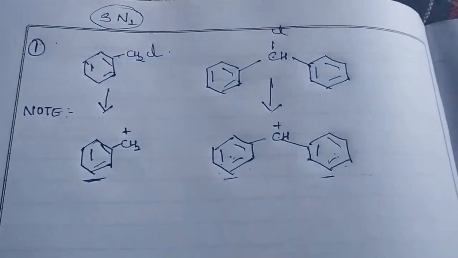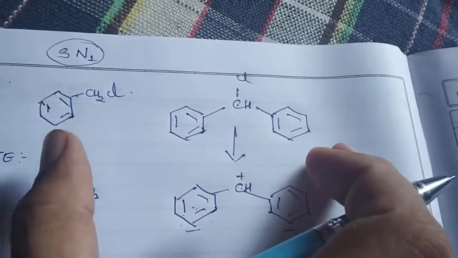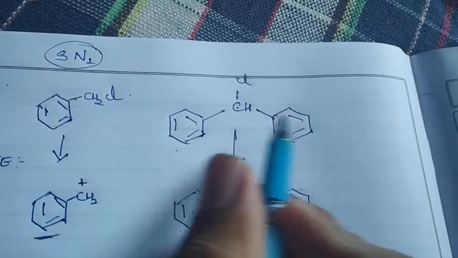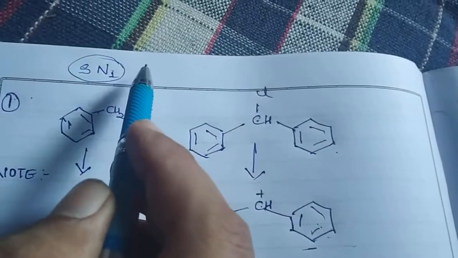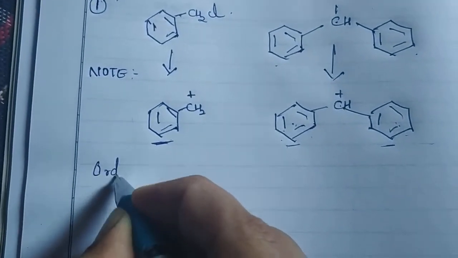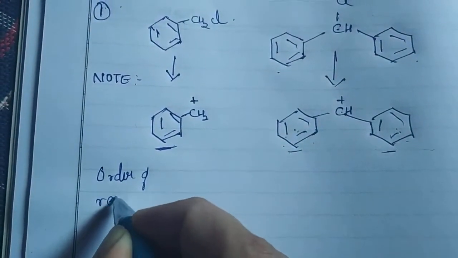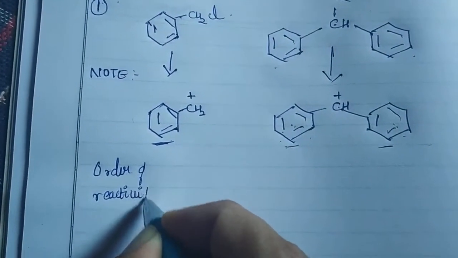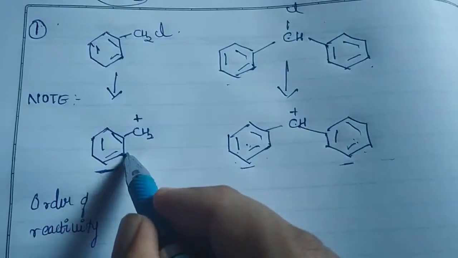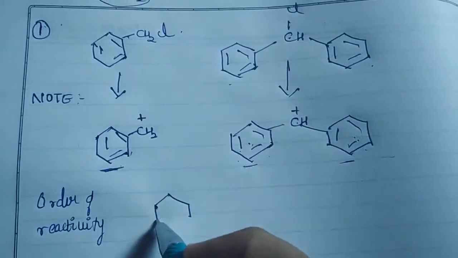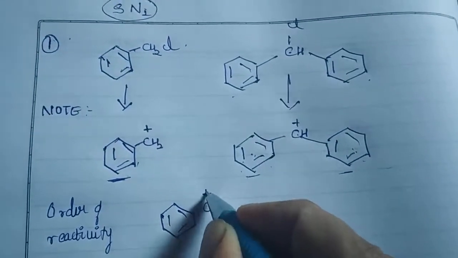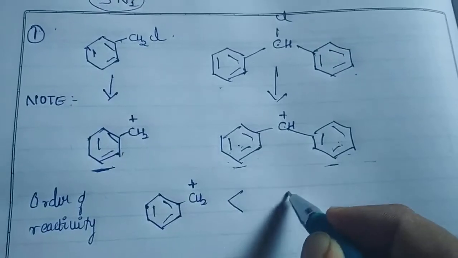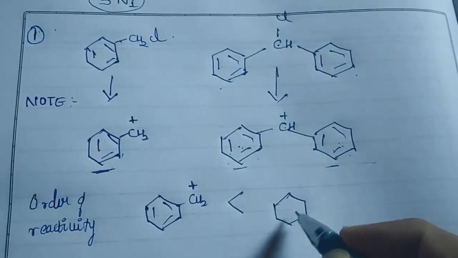So when the question arises in this way, you have to judge the number of phenyl groups present. And do remember, I am talking about SN1, you have to be very particular about that. When I write the order of reactivity, which one will be the least? This one, the benzyl carbocation CH2 plus, will be the least. The highest will be the one having two phenyl groups.